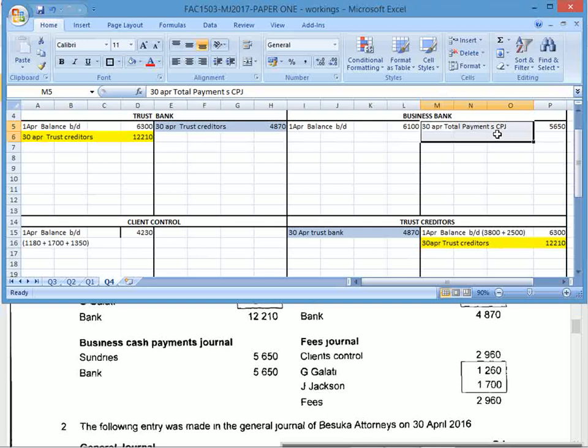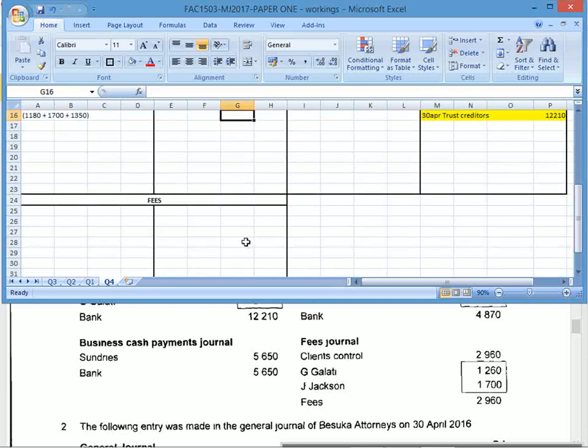Okay, because why? Whose books are we looking at? The business. Okay, so fees journal. If it's the fees journal, income or expense? Income. So it'll go on the credit side.